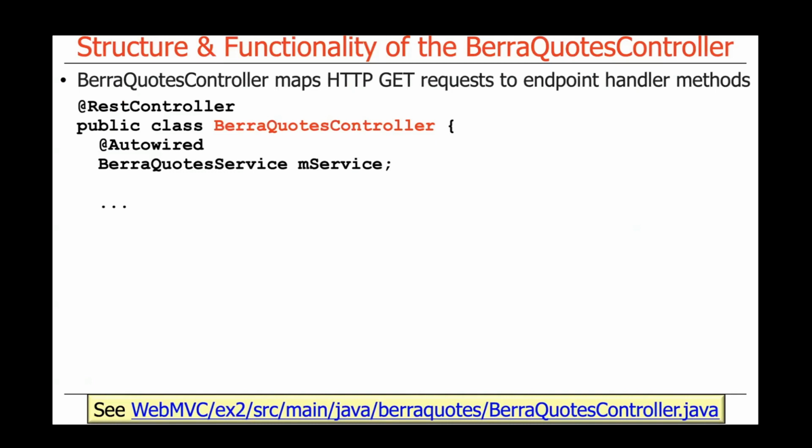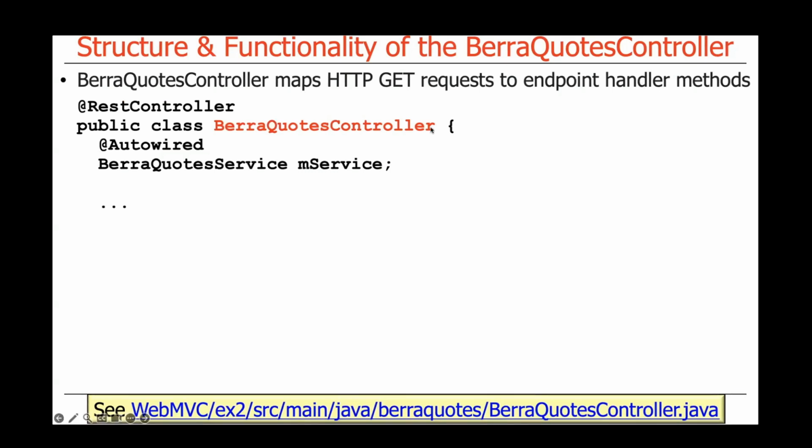In this particular case, here's what the main entry point looks like from the point of view of the server, the microservice that's implemented by the underlying Spring Web MVC. And this is the BerraQuotes controller. It's responsible, if you recall, for working with the underlying Spring platform to map HTTP requests, in this case GET requests, to the corresponding endpoint handler methods.